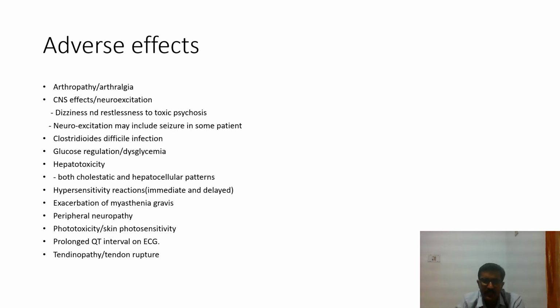Neuroexcitation may include seizure in some patients. Clostridial difficile infections are also seen. There will usually be dysglycemia. Hepatotoxicity will be seen. Both the cholestatic and the hepatocellular patterns are seen. Hypersensitivity reactions, immediate and delayed, both can be seen. An exacerbation of underlying myasthenia gravis is seen.